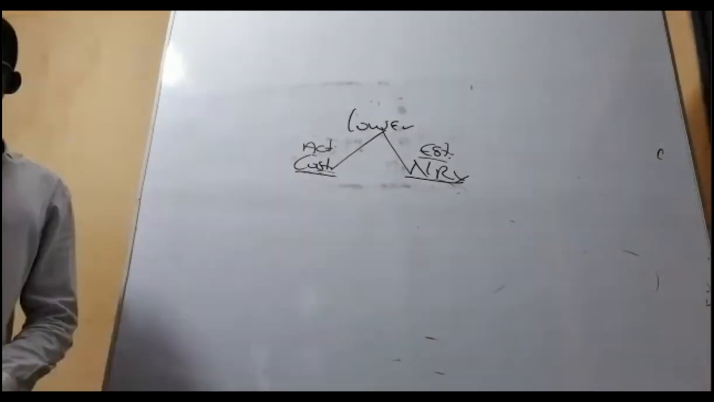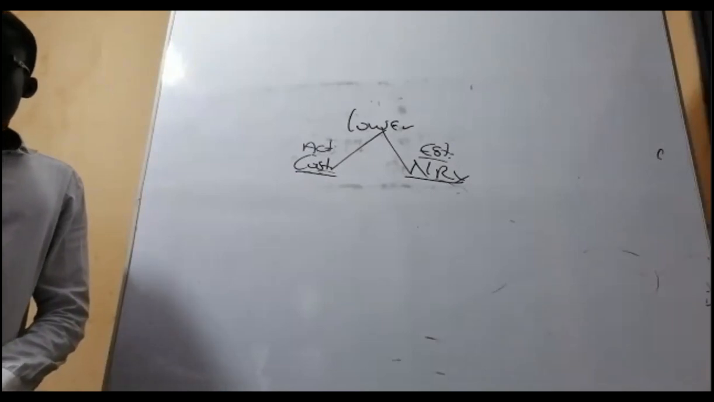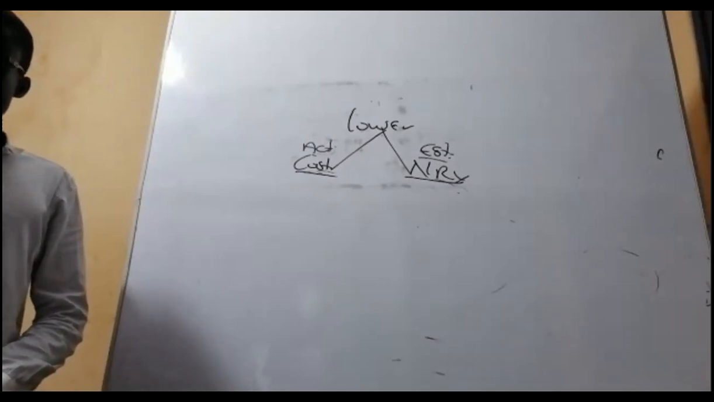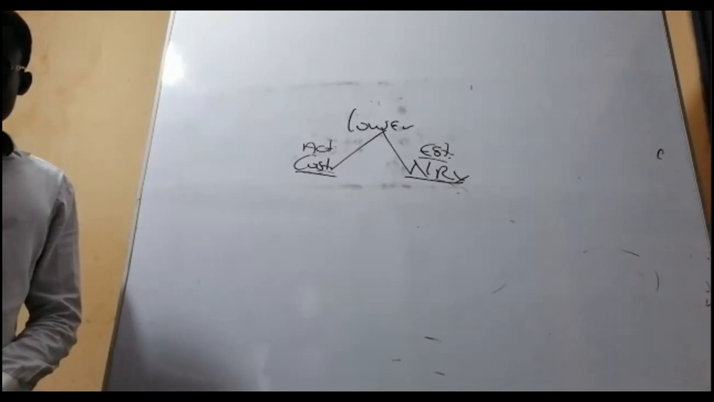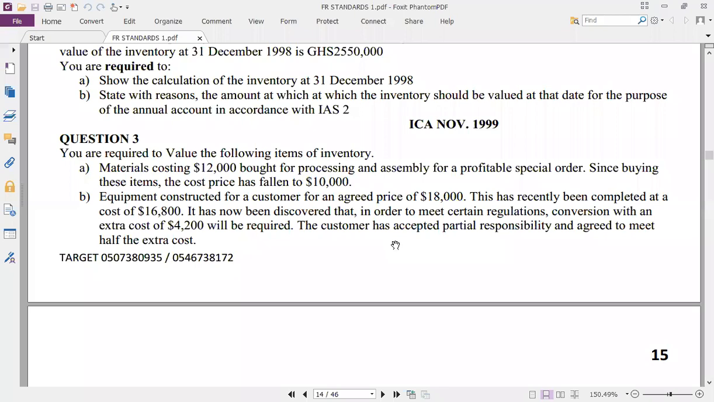Now let's read the question together, and let's pick the technical issues. It's saying that equipment constructed for a customer for an agreed price of what? $18,000. So is this the selling price or cost price? 18,000 agreed price. So that's the selling price, right? Or if you can identify it, I'll be fine. So that's the selling price, 18,000.